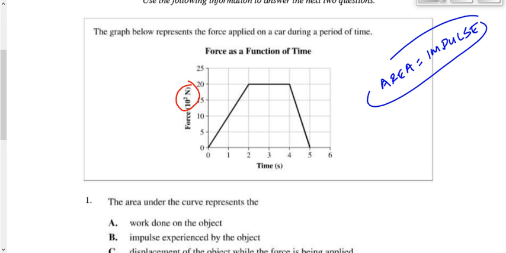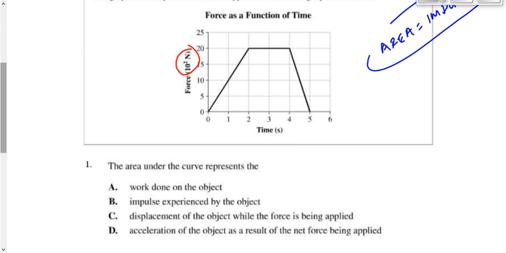All right, question number 1 doesn't require a calculation. It just says the area under the curve. Now, if this was below the x-axis, then we would say the area above the curve, right? It's always the area between the curve or the line and the x-axis. This one, the area under the curve or between this line and the x-axis represents the what?